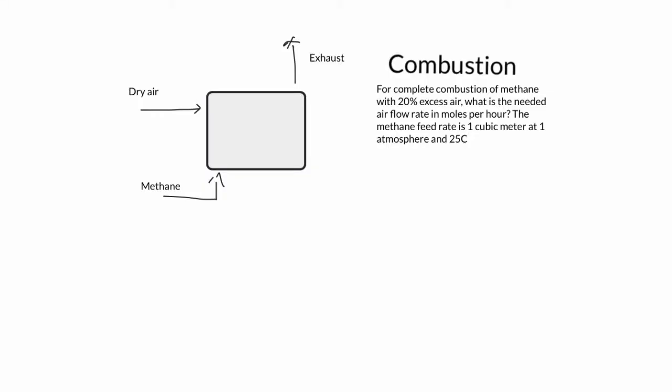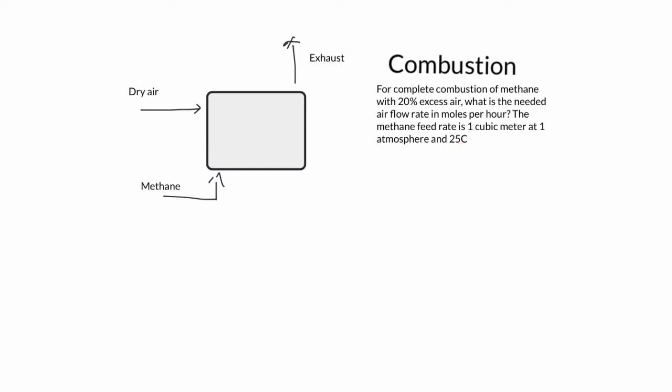Here's a combustion problem that involves combusting methane with 20% excess air, and it's asking for the needed airflow rate in moles per hour. Now, it does tell you that the methane feed rate is 1 cubic meter at 1 atmosphere and 25 degrees C. We don't know what the dry air conditions are, but we can start with presuming that it's the same set of conditions, 1 atmosphere and 25 degrees C.